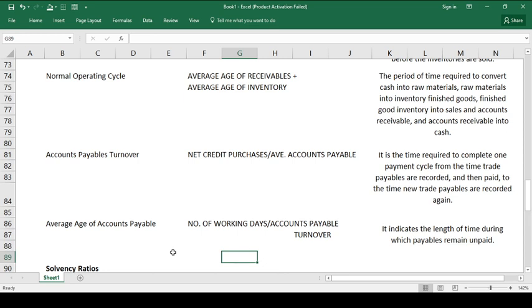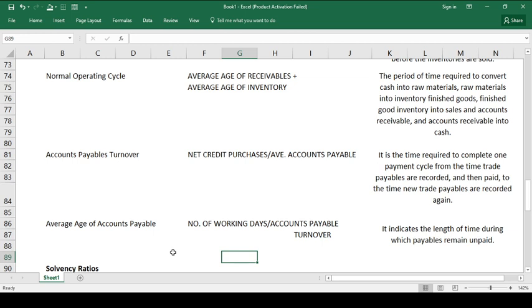It is the time required to complete one payment cycle from the time trade payables are recorded and then paid to the time new trade payables are recorded. Again, ibig sabihin lang po nun that the accounts payable turnover, it is the number of times, okay, na umuutang po tayo in a year. Pero para magkaroon po ng kabuluhan yung turnover, accounts payable turnover, we need to compute the average age of accounts payable. It is the number of working days over the accounts payable turnover.